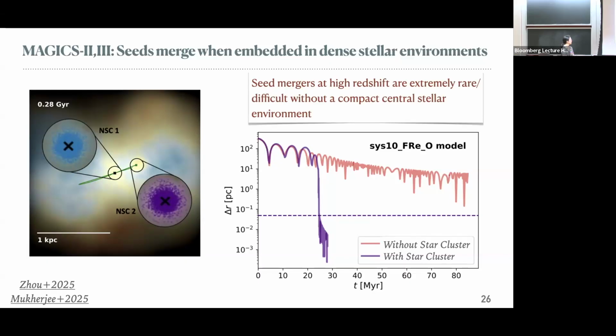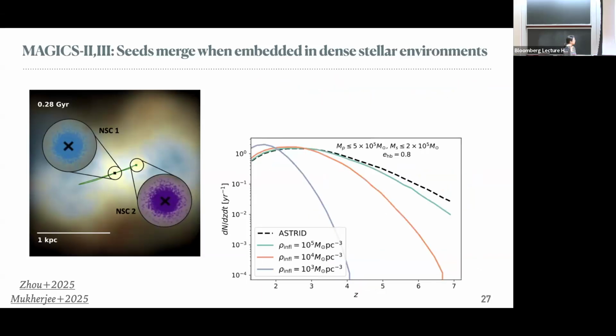And the reason for this sufficient sinking is not only that you have a larger mass to interact with the surrounding medium, but also the tidal interaction between the two nuclear star clusters. So this leads to this rapid drop in the orbital size.